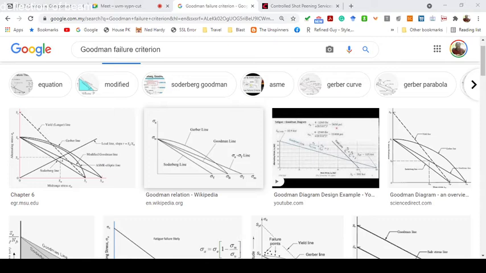There are the Soderberg line, Gerber line, Goodman line, the stress-strain line, the ASME elliptic line and everything. What do they represent? They represent the material failure, the point where the material fails. If we result in a straight line, then what you can do is project the line.